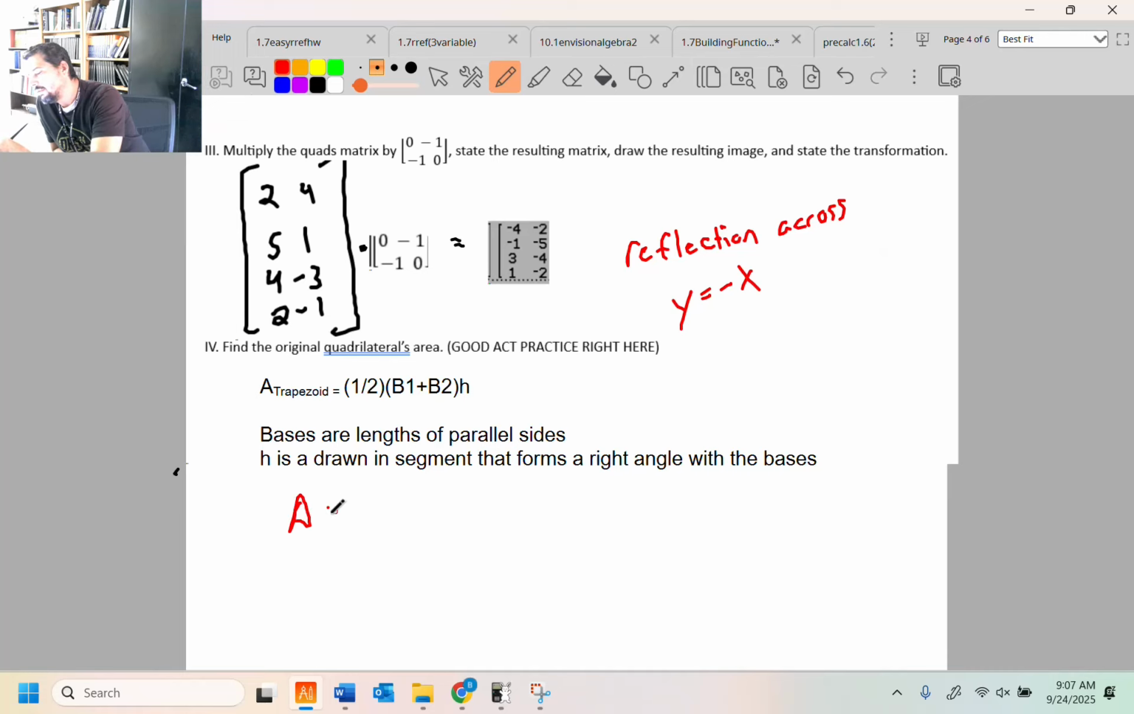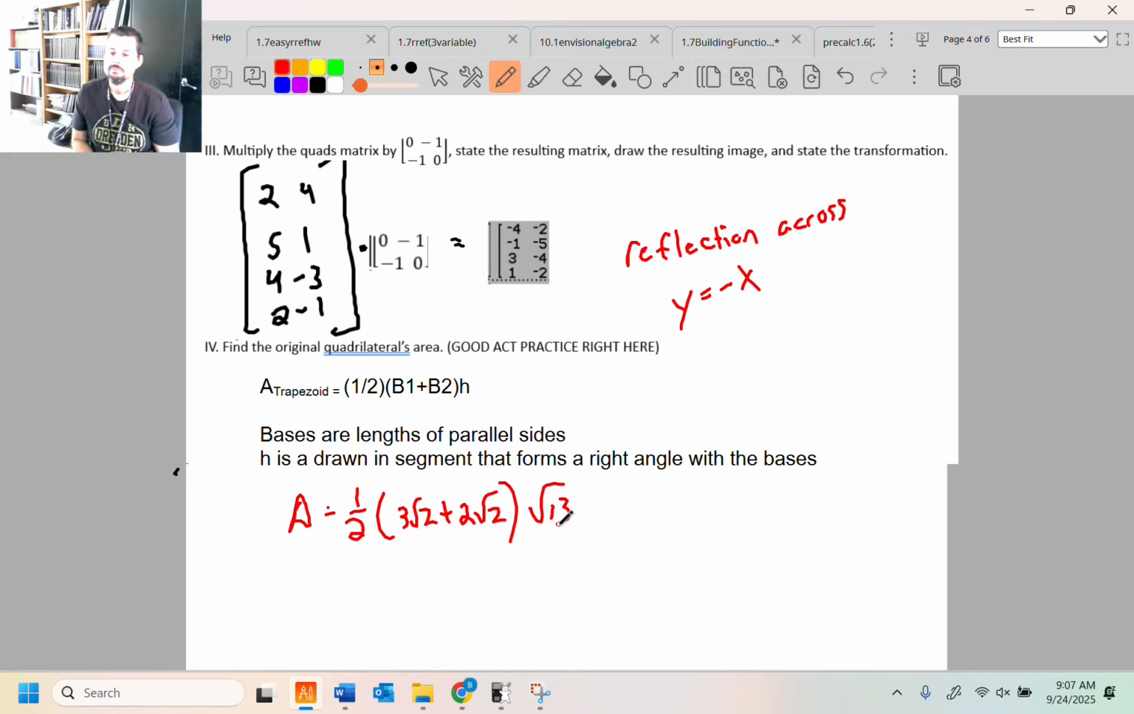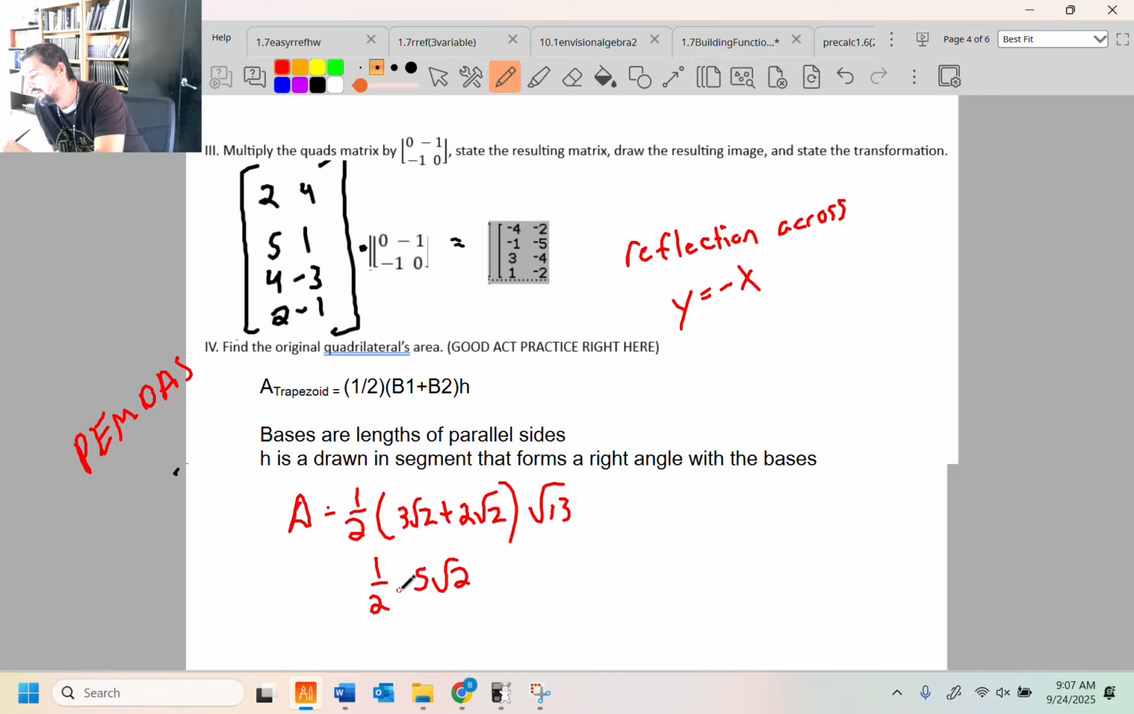So my area is going to be 1/2 of 3 root 2 plus 2 root 2 times the height, which is root 13. Okay, think about PEMDAS. I know that's an old lesson, but it's what matters. 3 and 2 makes 5. So this is 5 roots of 2. Still got a half out front. And then we got this root of 13.